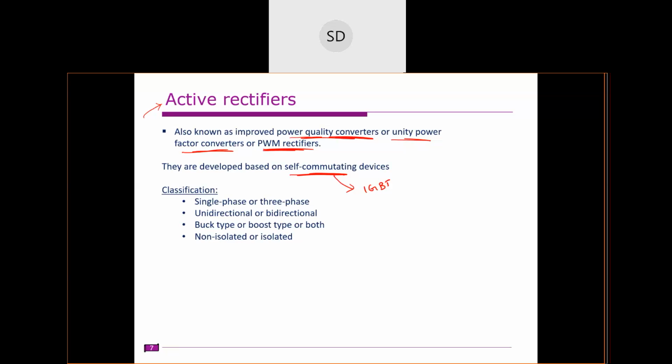We have different classifications of these: single phase or three phase, unidirectional or bidirectional, buck type, boost type, or buck-boost type, and non-isolated or isolated. When you have isolation, there is a high frequency transformer or some transformer inside the rectifier. These are the different classifications of active rectifiers.